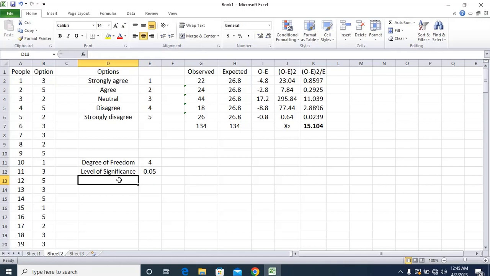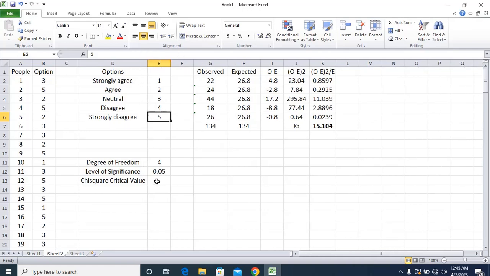Now we will check. We will find out the chi-square critical value. This is very important, the critical value. This critical value is used to check for the null or alternative hypothesis, whether the null hypothesis is accepted or rejected. So the critical value is actually the junction point.